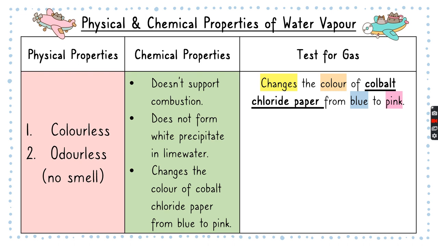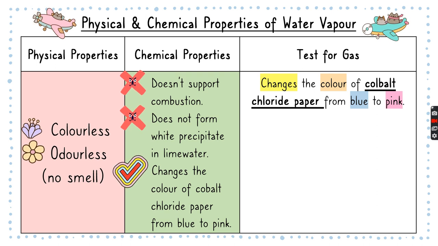What are the physical and chemical properties of water vapor? It's colorless and it's also odorless. The chemical properties: it doesn't support combustion, it doesn't form any white precipitate in lime water, but it does change the color of cobalt chloride paper from blue to pink.